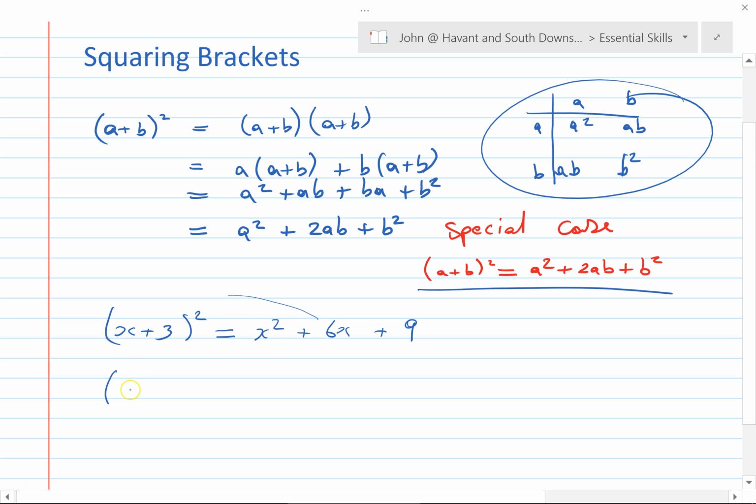Let's do another one. (x plus 6) squared. Again, x squared, and then double that number times x, 2ab, so 6 times 2 times x, which is 12x, and that squared, which is 36.